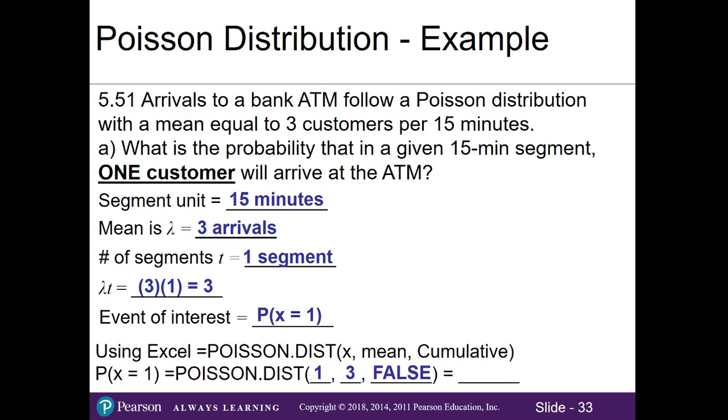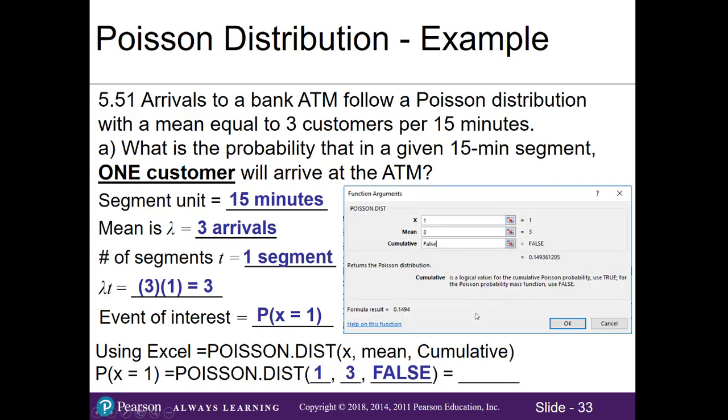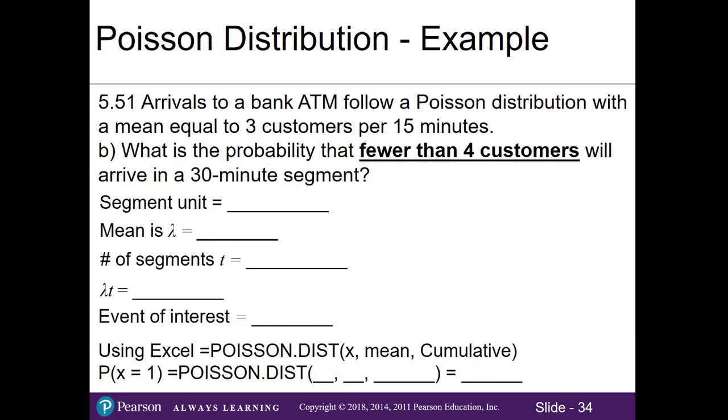Now, if you prefer to use the formula builder, the formula builder will look like this. So you'll click on Formulas and Insert Function. Our x, we put in 1. Our mean, which is our lambda t, we'll put in 3. For cumulative, we're looking for an exact value, so we'll type false. And then we get the Poisson distribution at 0.1493 probability that exactly one person arrives. You can also watch me do this in Excel in a separate video if you want to see it demonstrated live. Let's do part B of the same story.